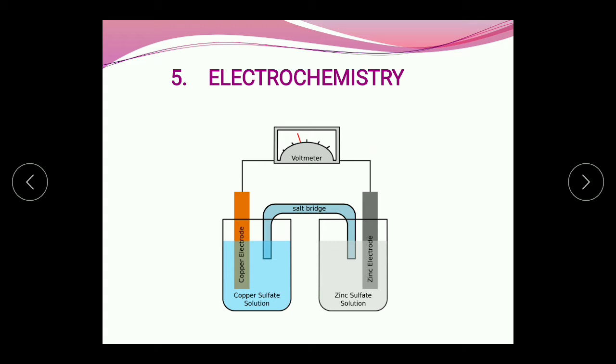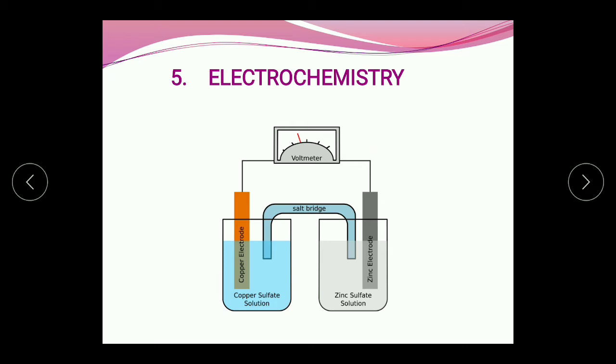Now, what is an electrolytic cell? In this type of cell, a non-spontaneous reaction, which we call electrolysis, is forced to occur by passing electricity. That means in such cells, electrical energy is converted into chemical energy, and the anode in an electrolytic cell is positive while the cathode is negative.